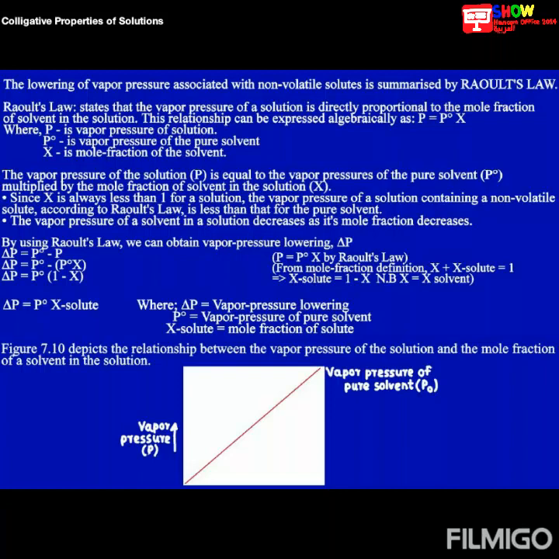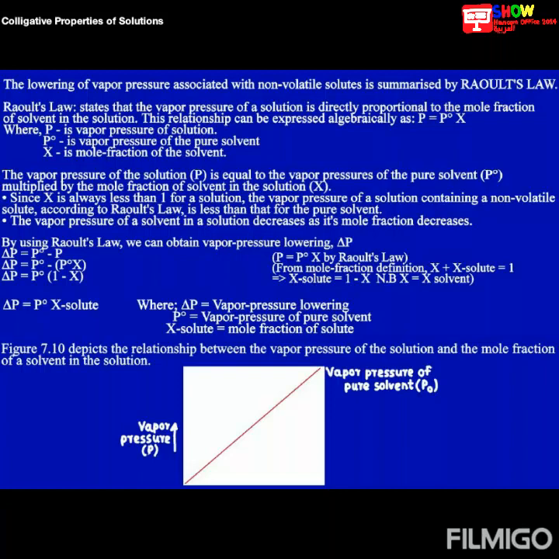Since X is always less than 1 for a solution, the vapor pressure of the solution containing a non-volatile solute, according to Raoult's law, is less than that for the pure solvent. The vapor pressure of a solvent in a solution decreases as its mole fraction decreases.